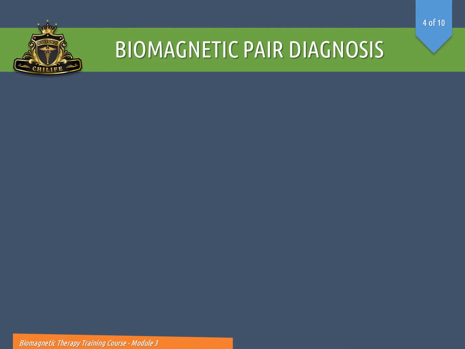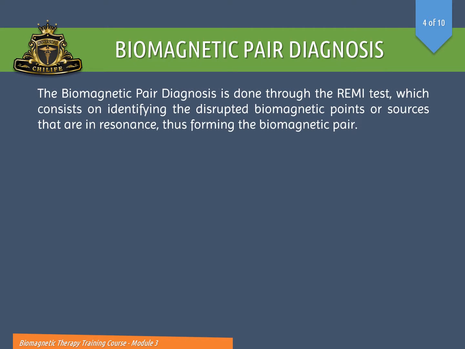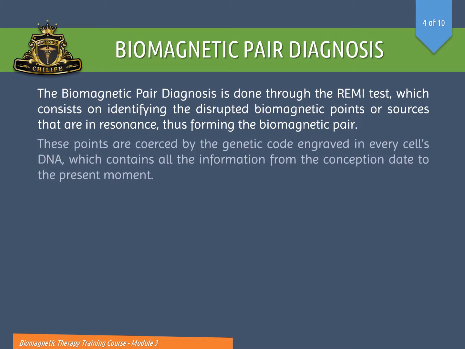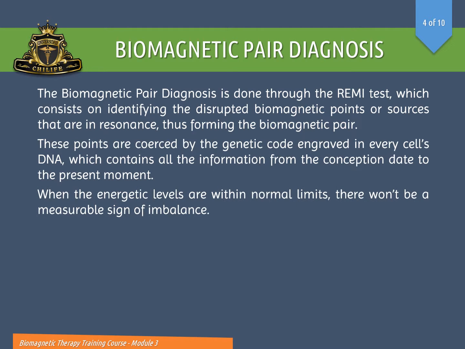Biomagnetic pair diagnosis. The biomagnetic pair diagnosis is done through the REMI test, which consists of identifying the disrupted biomagnetic points or sources that are in resonance, thus forming the biomagnetic pair. These points are coerced by the genetic code engraved in every cell's DNA, which contains all the information from the conception date to the present moment.